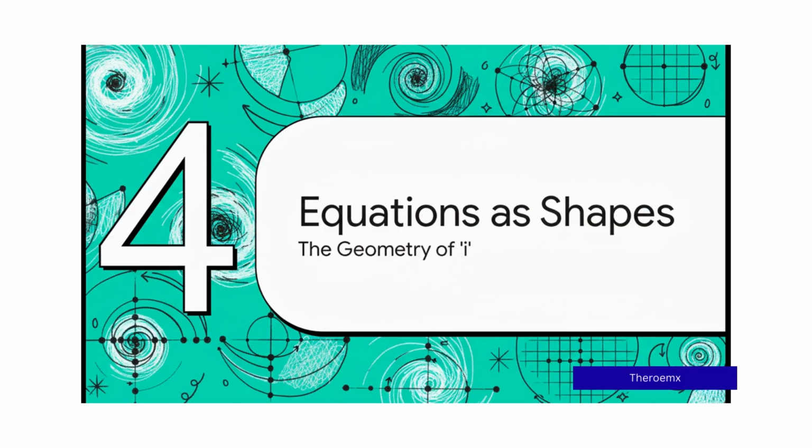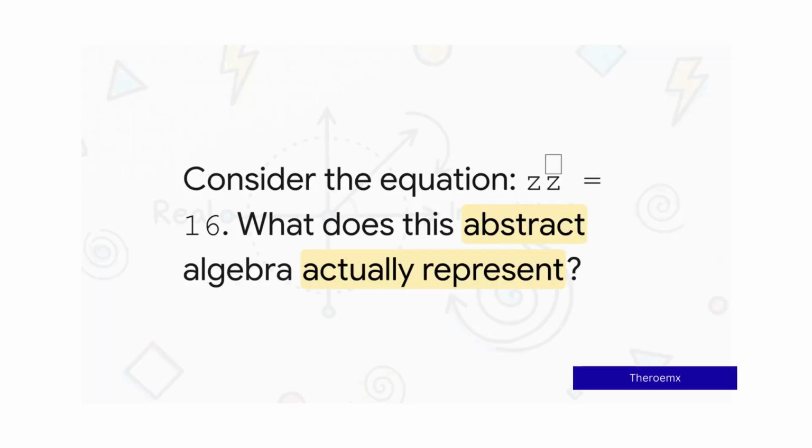Now we get to the real payoff. Let's go all the way back to our original question and see how these equations can literally draw pictures. This is where that distance and direction thinking really shines. All right, look at this equation from our source. z times z bar, that's its complex conjugate, equals 16. What on earth is that? I mean, what does that even mean? In this form, it's super abstract. It doesn't look like anything we'd normally recognize.